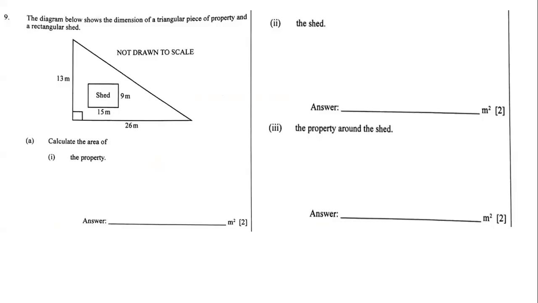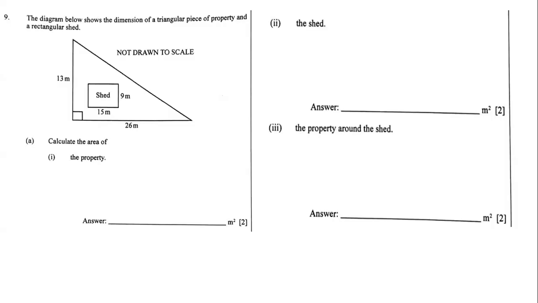The diagram below shows the dimension of a triangle piece of property and a rectangular shed. Calculate the area of the property, the shed, and the property around the shed. Very good.